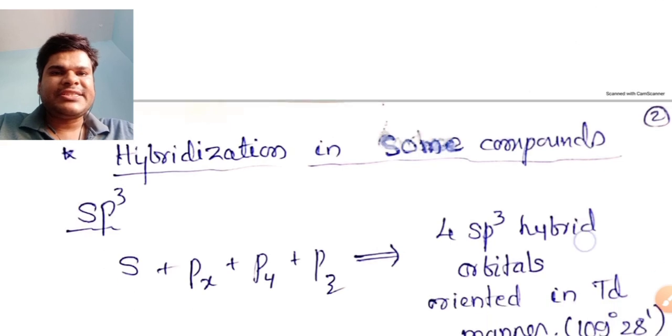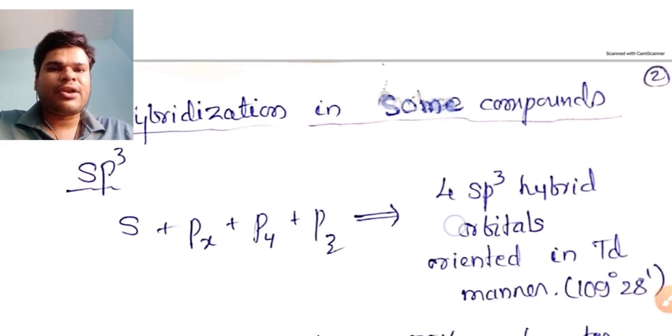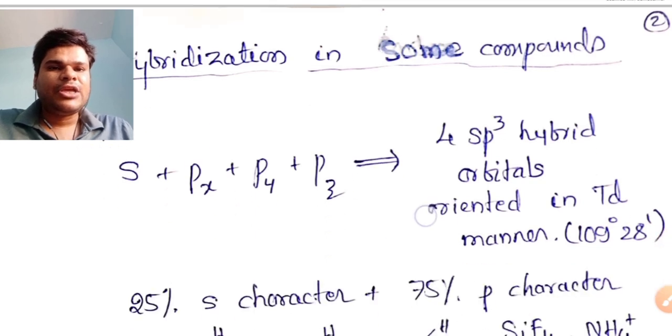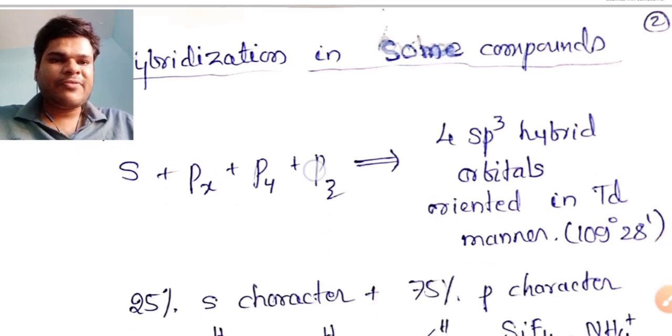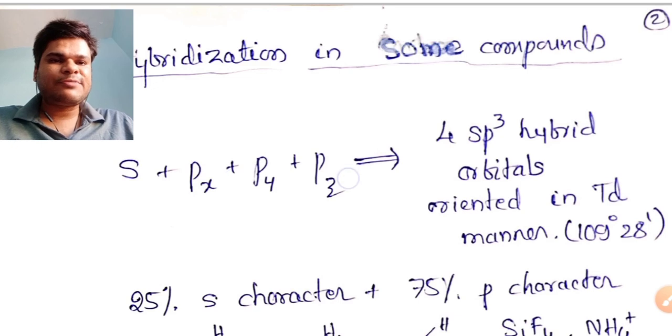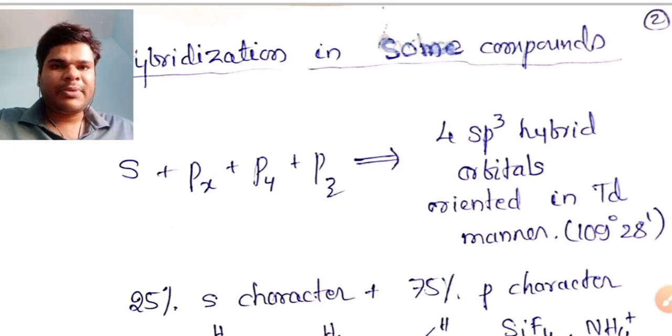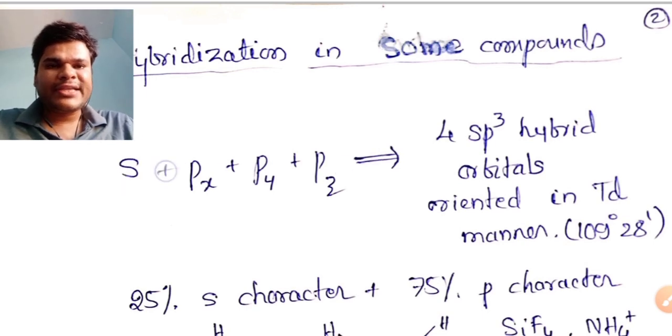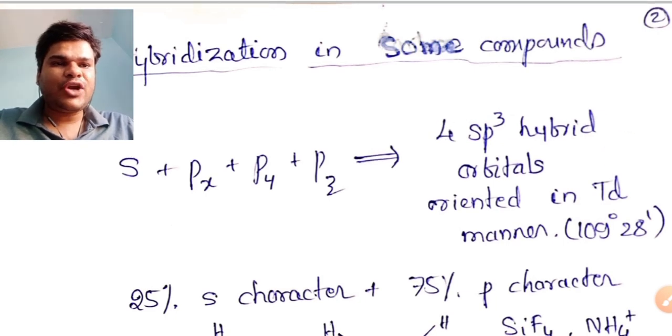Now we shall see some more examples of hybridization. First one is sp3. sp3 hybridization is formed by mixing s, px, py, pz. So 3 different p orbitals will be present, and all those 3 orbitals should be considered. Therefore, totally 4 orbitals are involved in hybridization. The outcome: 1 s orbital and 3 p orbitals give 4 sp3 hybrid orbitals.